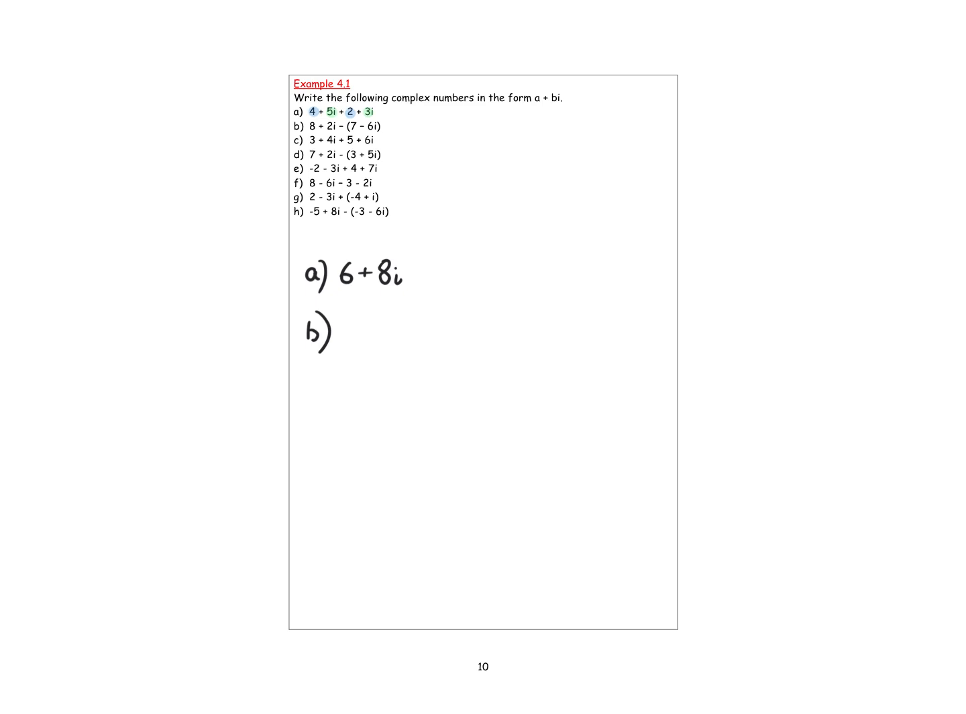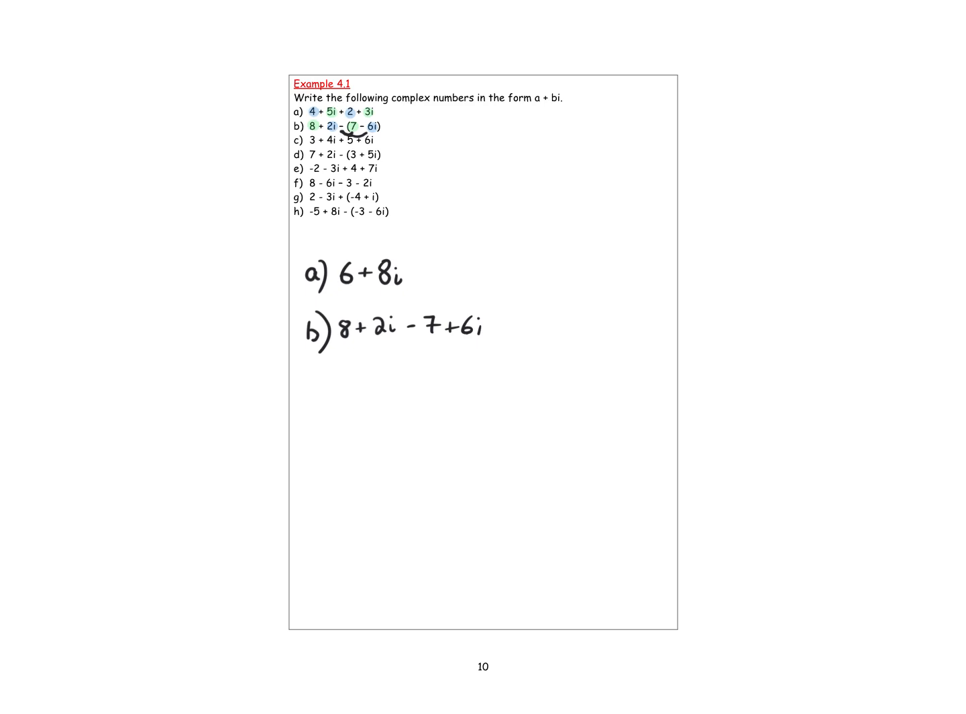B, we're looking at 8 plus 2i minus 7 minus 6i. Here we have the 2i and the 6i as our imaginary parts and the 8 and the 7 as our real parts. First thing we have to do though is get rid of the bracket. Here the bracket with the minus will mean that the sign on the 7 and the 6 will change. Therefore we'll end up with 8 plus 2i minus 7 plus 6i.